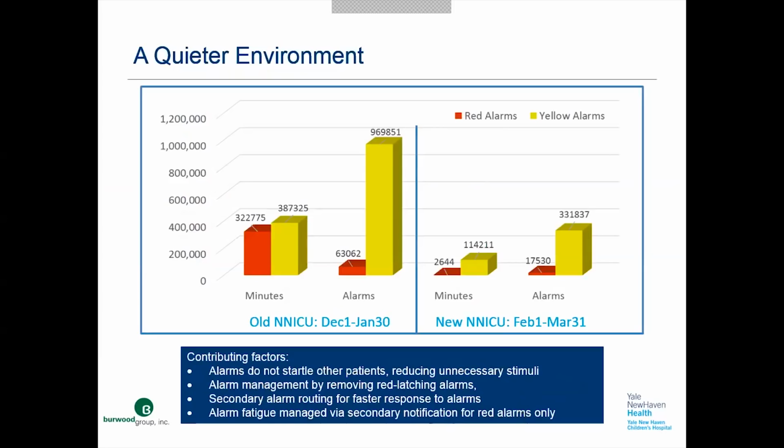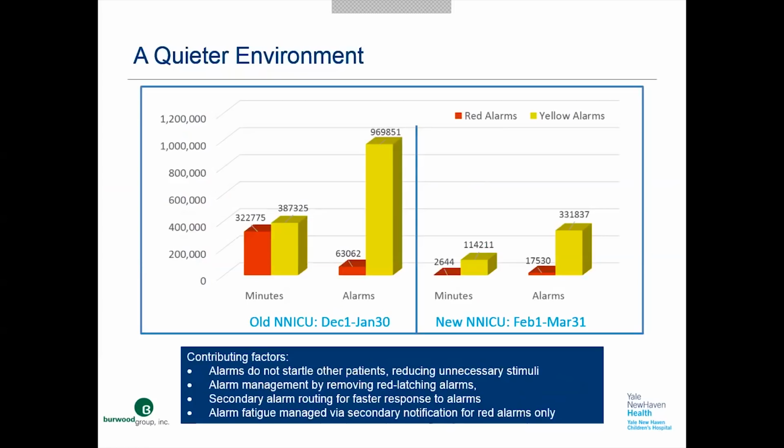This data was collected using our big data server, Hadoop, which our physiological servers send direct HL7 messages to. We were able to compare 2 months of pre-go-live data, our go-live date was January 30th of this year, and compare it to 2 months post-live data. As you can see in the old unit, we had red alarms sounded for 322,000 minutes in those 2 months, where yellow alarms sounded for 387,000 minutes. The number of alarms we had: 63,000 red alarms in those 2 months and almost 1 million yellow alarms in just those 2 months before go live.